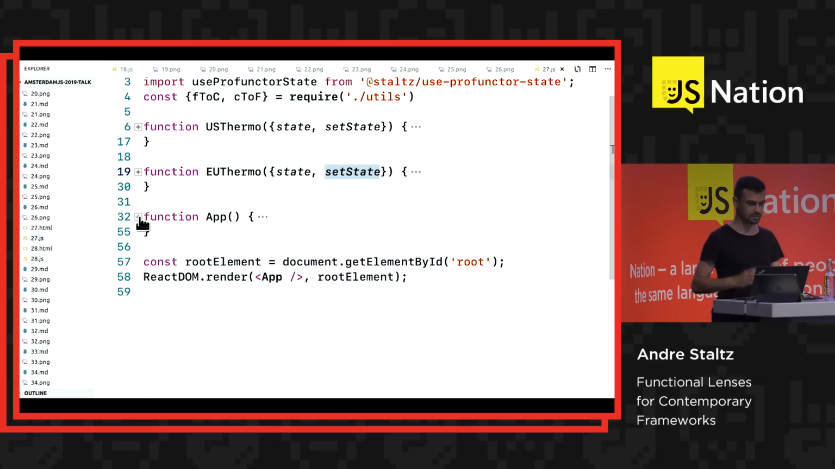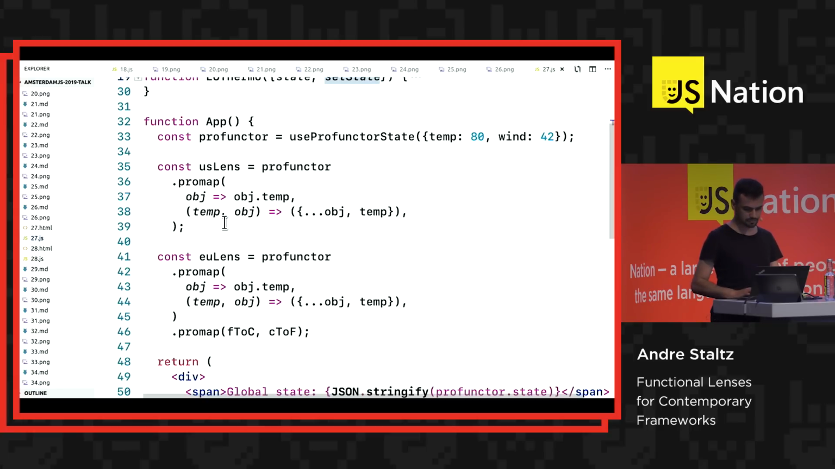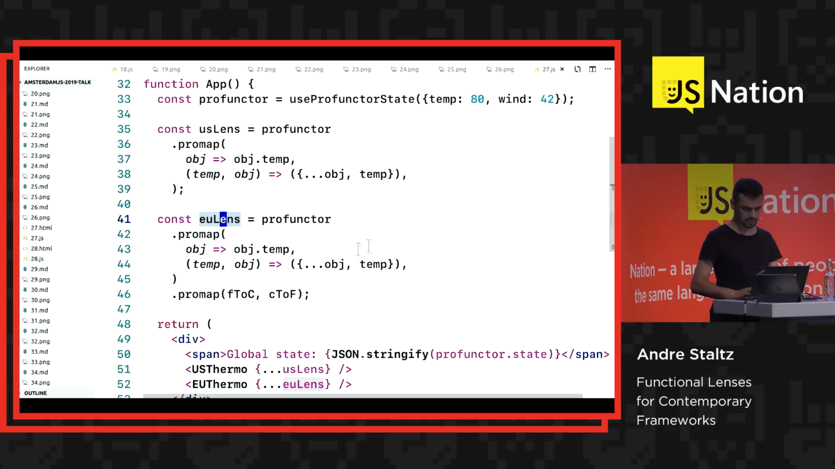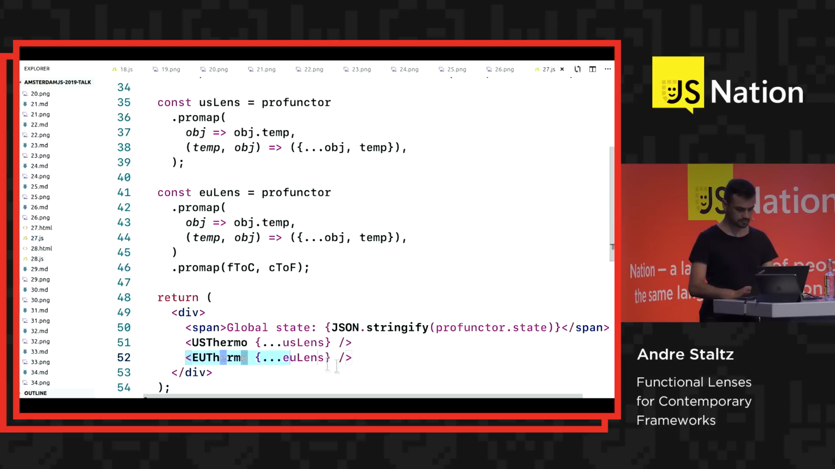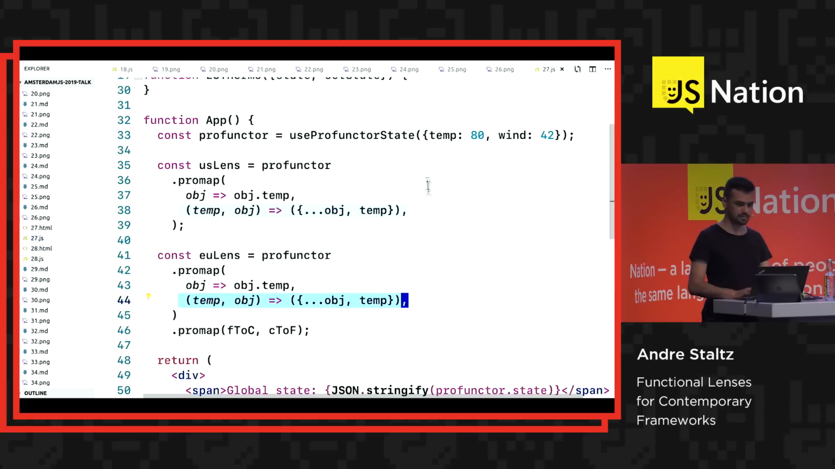So here's how the parent sets that up. Here's the EU lens, for instance. It picks the temperature, and then it converts that to Celsius, gives it to the child over here. And then the child changes that data, converts back to Fahrenheit, puts it back in, and it changes the global state. That's it.